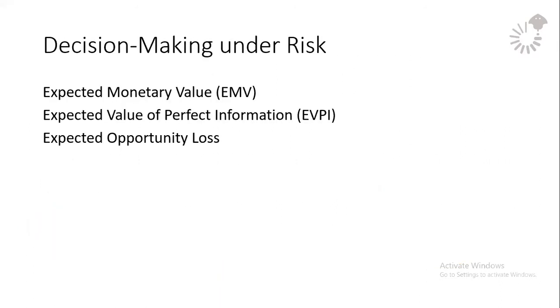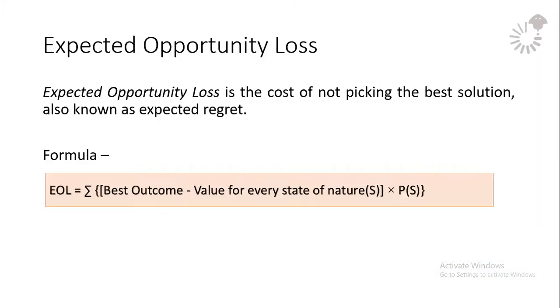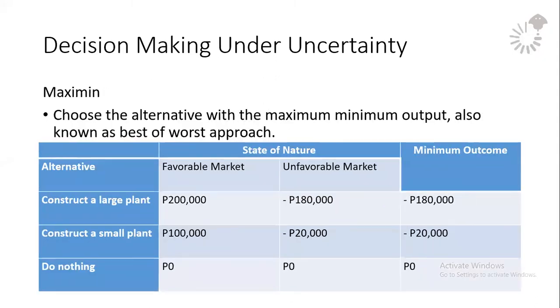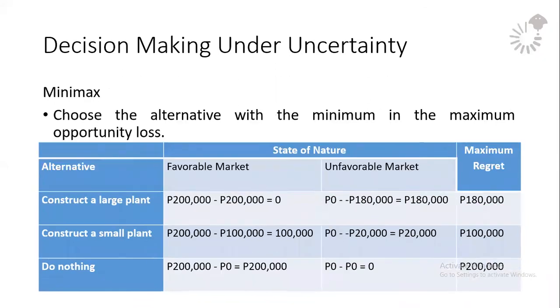Okay? So we're now moving to, so na-identify natin kanina yung step 1, 2, 3, 4, kung paano ginagawa. Step 5 is to choose mathematical theory and decision theory. And now we will discuss the decision theory models available. For decision making under risk, we have 3 decision theory models: EMV, EVPI, and EOL, or expected opportunity loss. We also have theory models under decision making under uncertainty. We have 5: maximax, maximin, equally likely, criteria of realism, and minimax.